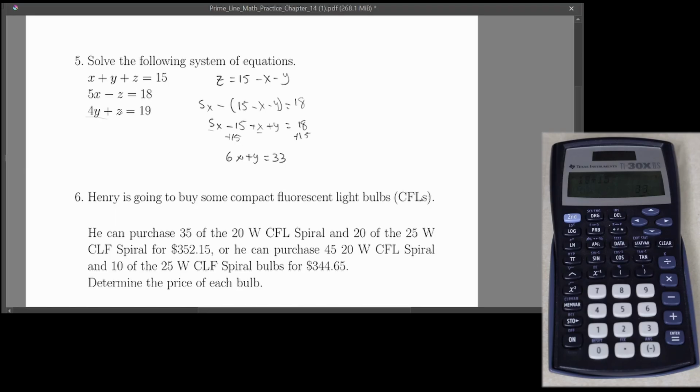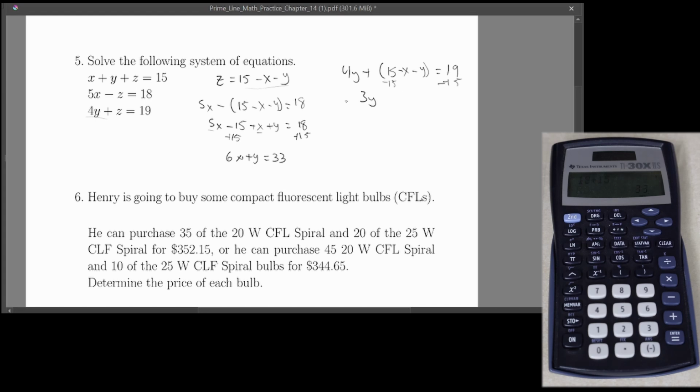Now we're going to use this value, so we'll start with our 4y plus z, and instead of z, we'll put this in: 15 minus x minus y equals 19. We'll combine our terms here, so we get 3y, and we'll subtract 15 from both sides.